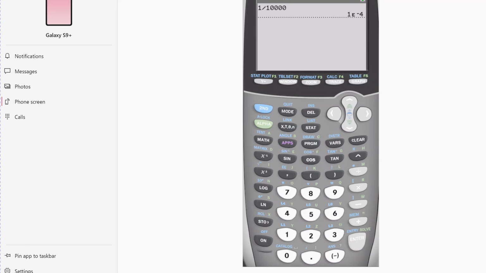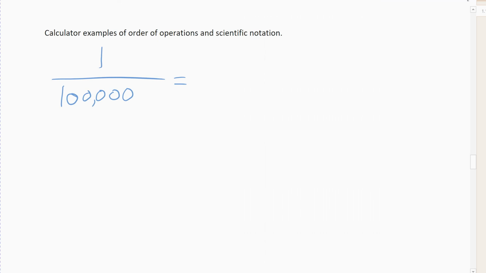Alright, and then what the calculator gives me is 1e to the negative 4. And make sure I didn't miss a 0. I did 10,000 instead of 100,000. Let me try it again. 1, 2, 3, 4, 5. Enter there. 1e to the negative 5 is what the calculator gives, and that's the calculator's version of scientific notation. So if I go back to here, the calculator gives me 1e to the negative 5.